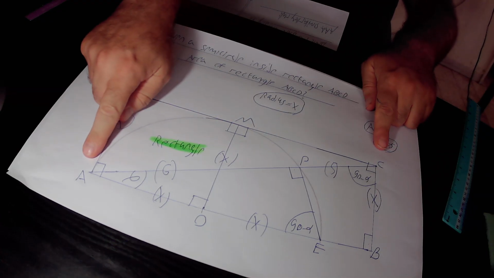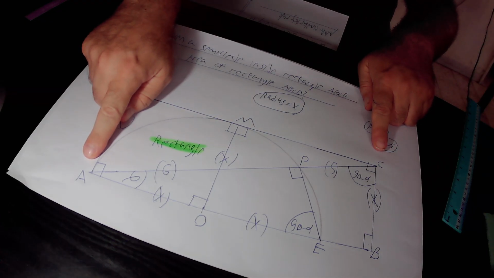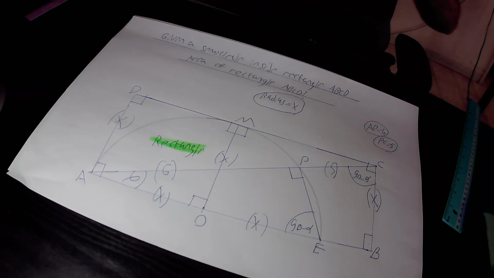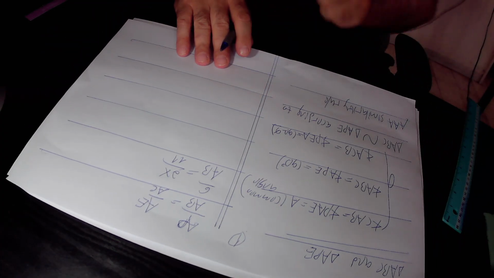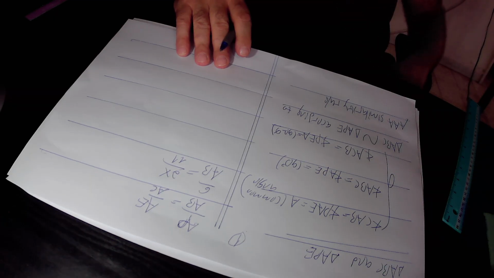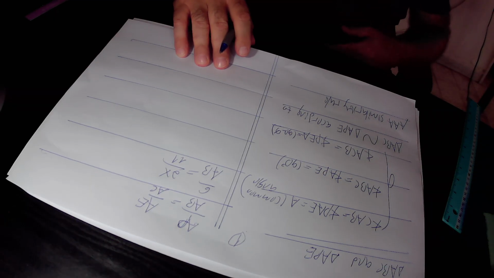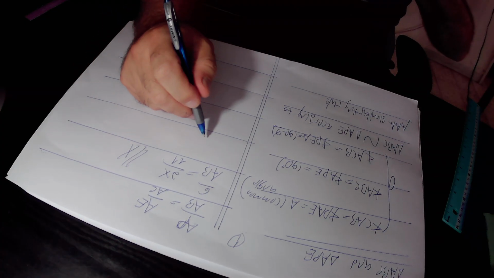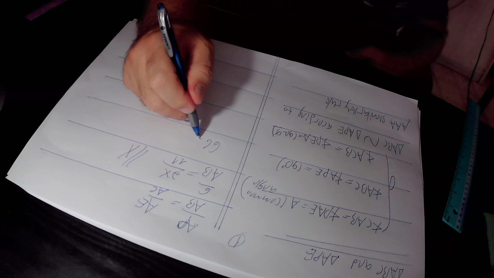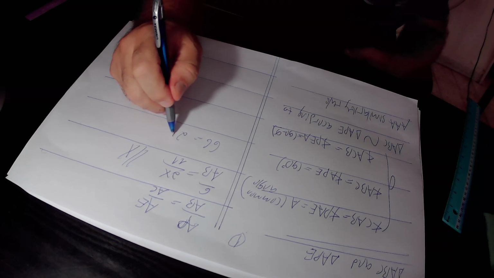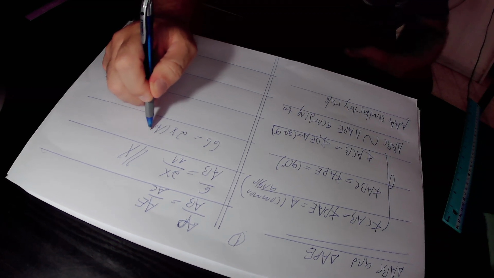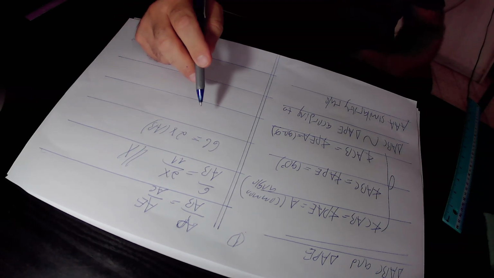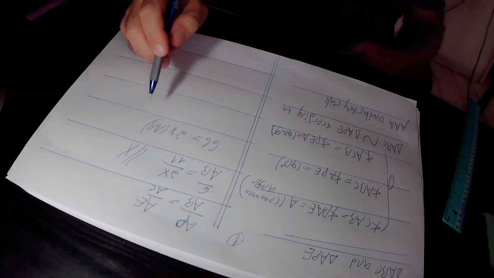Over AC. AC in total equals 6 plus 5, that is 11. So in total, we found out that 6 over AB equals 2x over 11. Here we will cross multiply this equation, and we get that 6 times 11 is 66, and it is equal to 2x times AB. So in total, we found out that 66 equals 2x times AB.